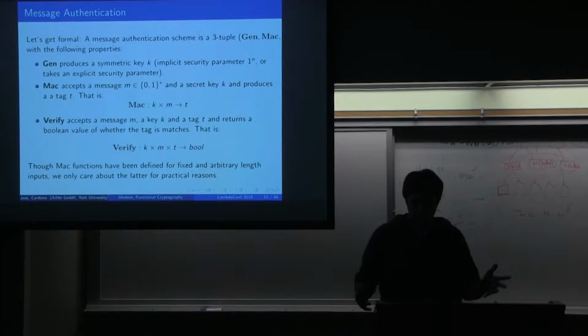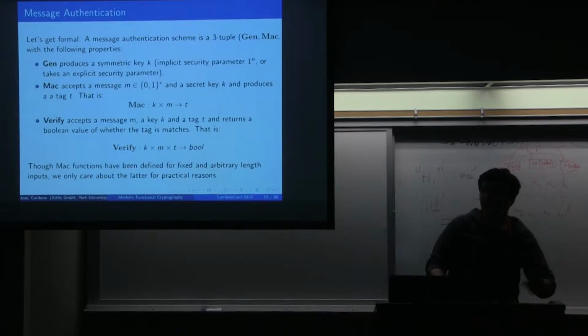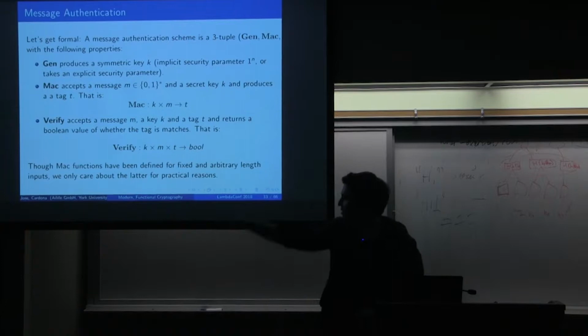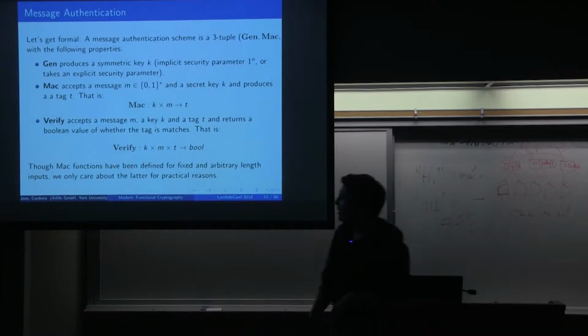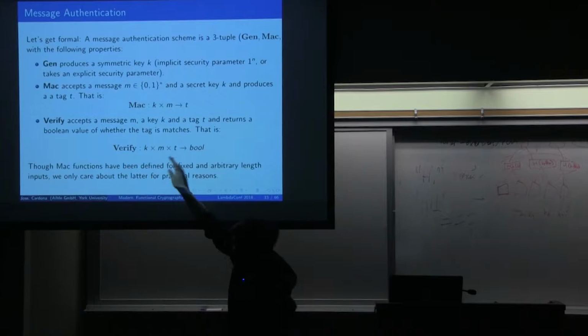And then we have a Verify function, which accepts the message and the key and the tag. And it gives you a Boolean. Usually in formal notation, that just means a 0 or a 1. But it takes the three. So now you don't only need the key and the message. You also need the tag. Because what are we checking? We are checking that this key with this message produces the same tag. Right? If it doesn't produce the same tag, somebody tampered with it.